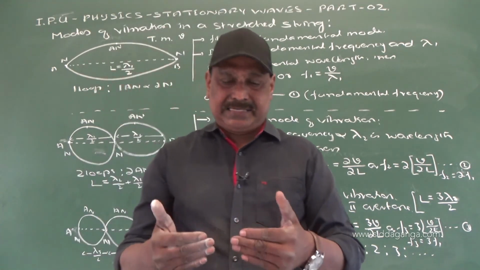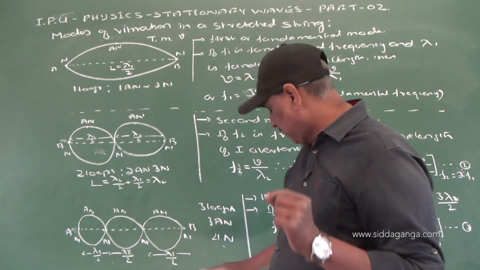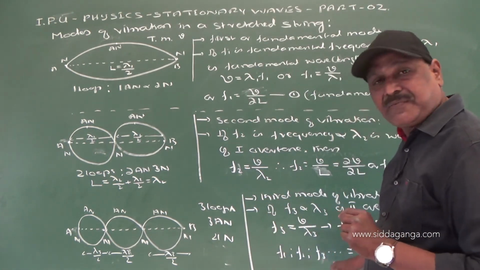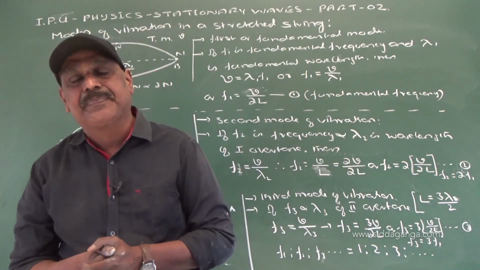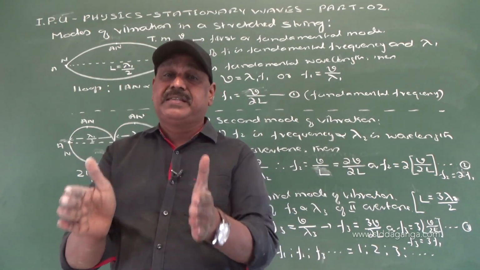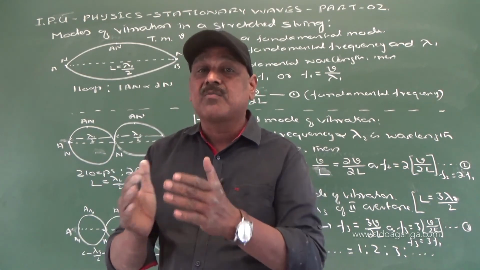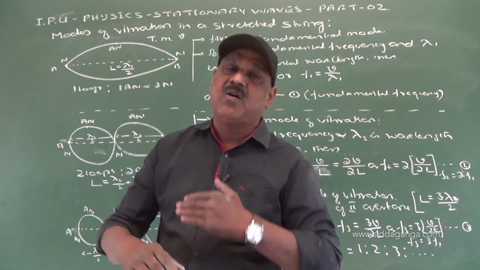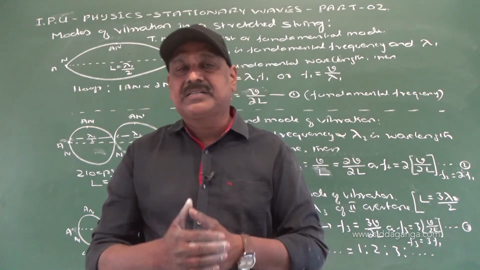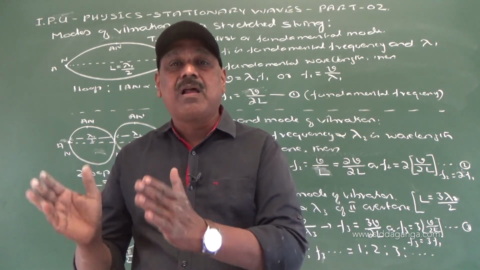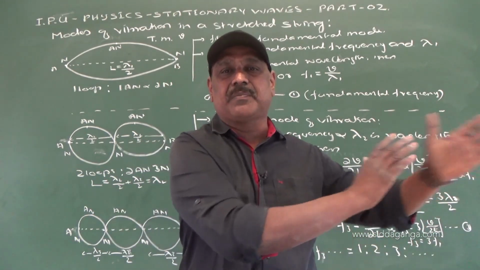Now let us conclude at this stage. So we have shown that F1 is to F2 is to F3 is equal to 1 is to 2 is to 3, etc. That means the frequencies of overtones of a stretched string are harmonics of the fundamental frequency. Now the stretched string consists of all possible harmonics: first harmonic, second harmonic, third harmonic, fourth harmonic up to the nth harmonic, right.